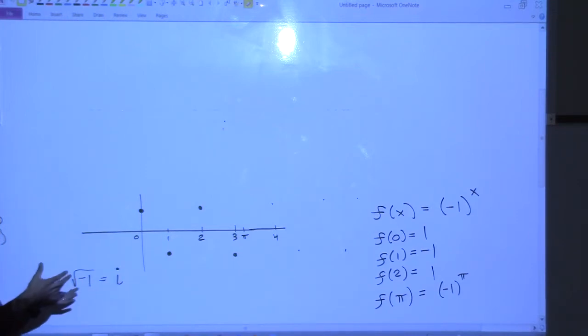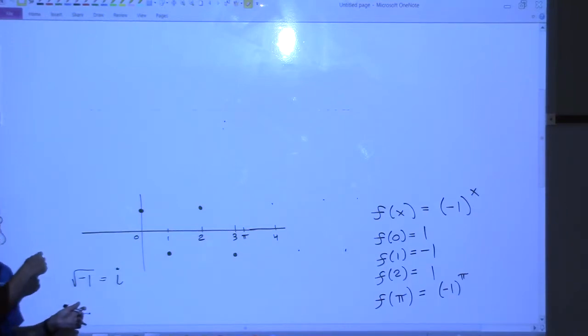You may have done that, you may not. It depends on your algebra. Did anyone graph these at all? Graph imaginary numbers? No? Okay.